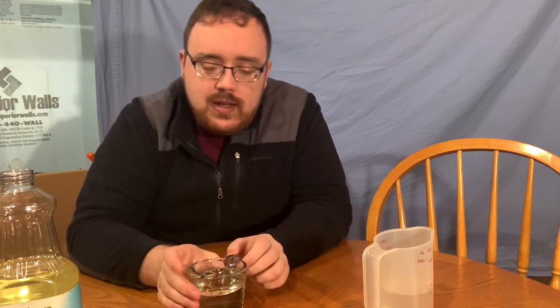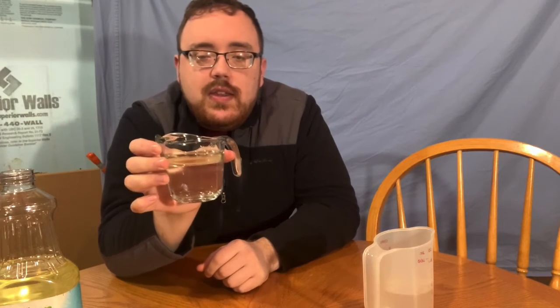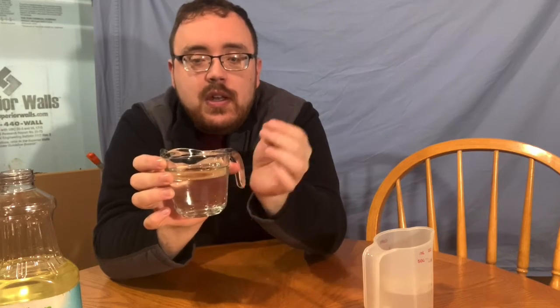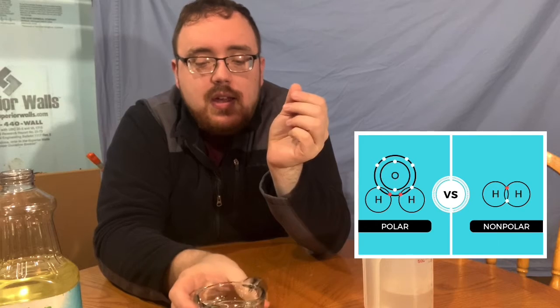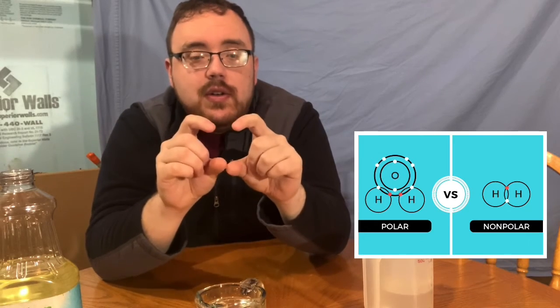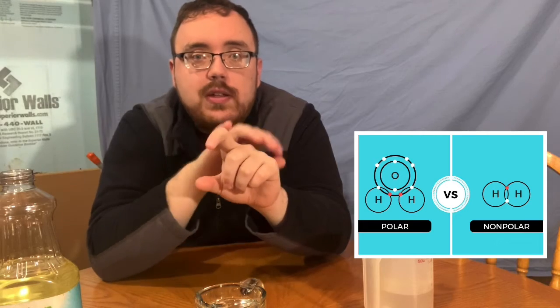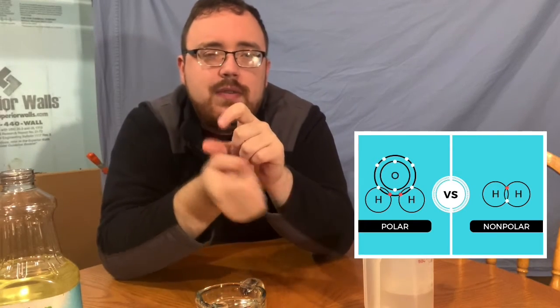Well, in a mixture like this you can see visually the difference between a polar substance and a non-polar substance. A polar substance, like water, if you look at its molecule, has a difference in charges depending on where you are on the molecule. So one part of the molecule is more positive, and one's more negative on the other side.